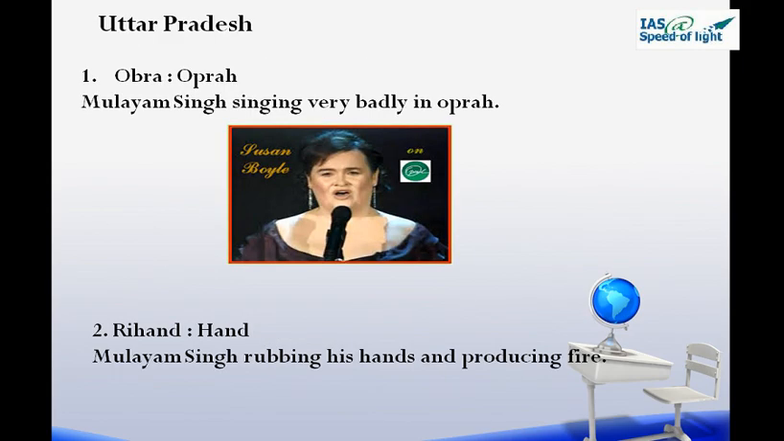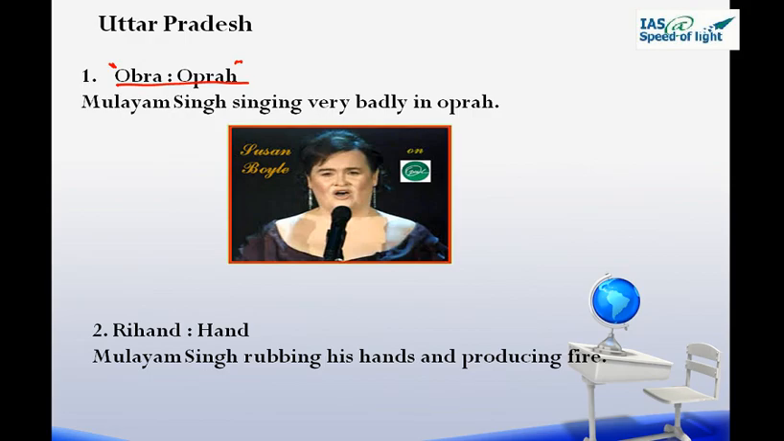Let's move ahead to the next state, and which is Uttar Pradesh. And Uttar Pradesh, our picture is of Mulayam Singh Yadav. So the first thermal power plant in Uttar Pradesh is Obra, and from Obra we get opera. Okay, and opera is a different form of singing, like in which the lady singers they sing in very high tune. So Obra becomes opera, and Mulayam Singh singing very badly in opera.